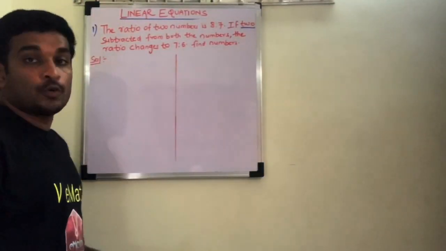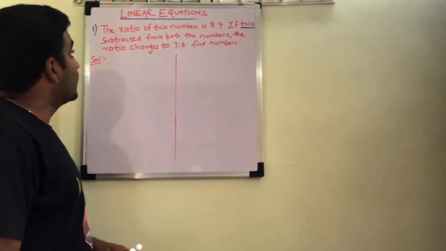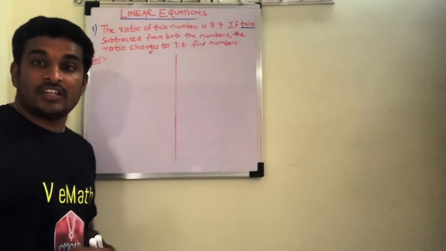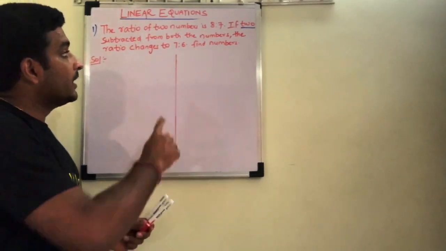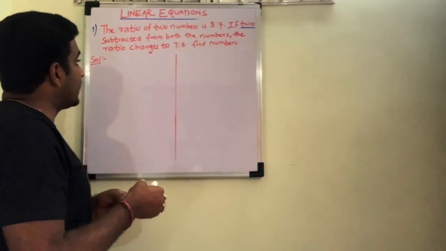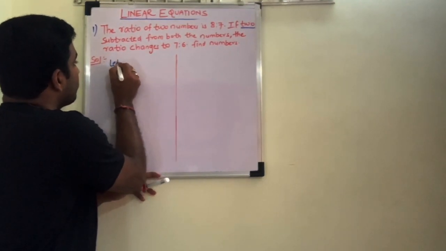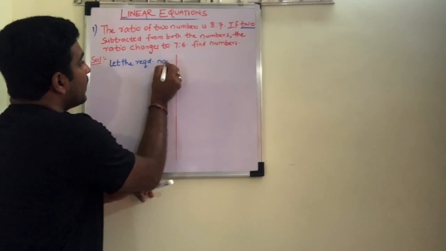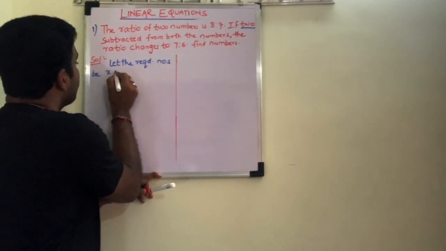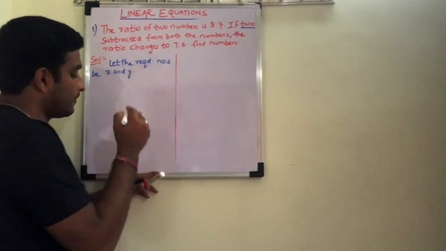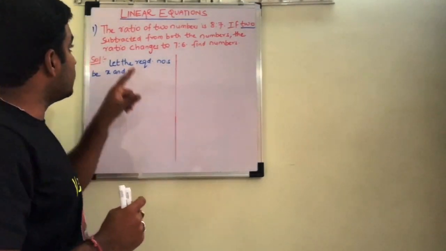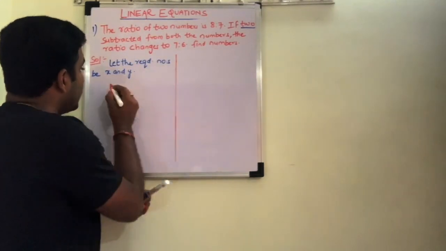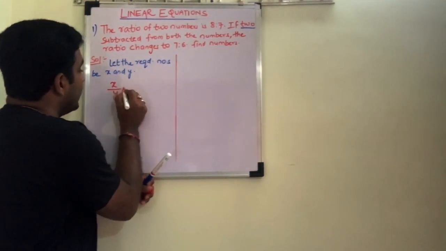The ratio of two numbers is 8:7. If 2 is subtracted from both the numbers, the ratio changes to 7:6. Find the numbers. Here we don't know the numbers. Let the required numbers be x and y. Now coming to the question again, the ratio of two numbers is 8:7.